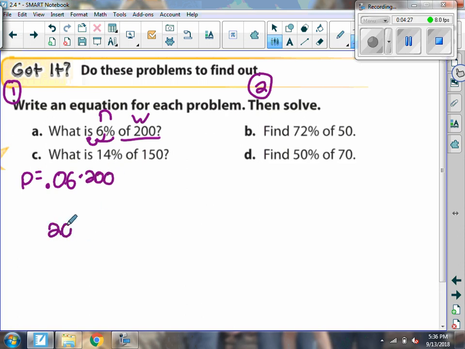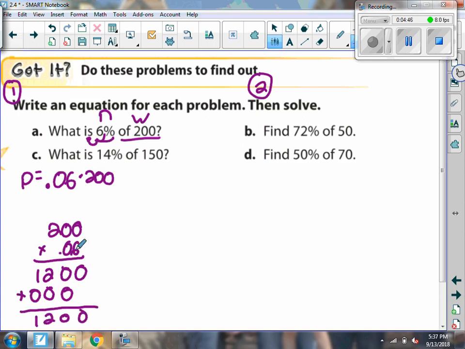I'm going to multiply 200 times 0.06. 6 times 0 is 0. 6 times 0 is 0. 6 times 2 is 12. 0 times 0 is 0. 0 times 0 is 0. And 0 times 2 is 0. And I have 2 decimal places. So that means P is equal to 12. So I've got my decimal right here. So I want you to go ahead and pause this and take a moment to do the exact same thing for B, C, and D, please.